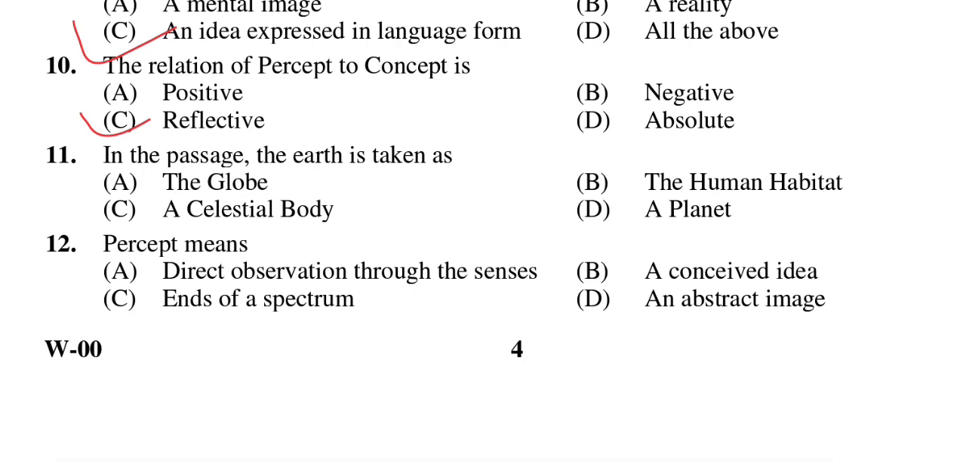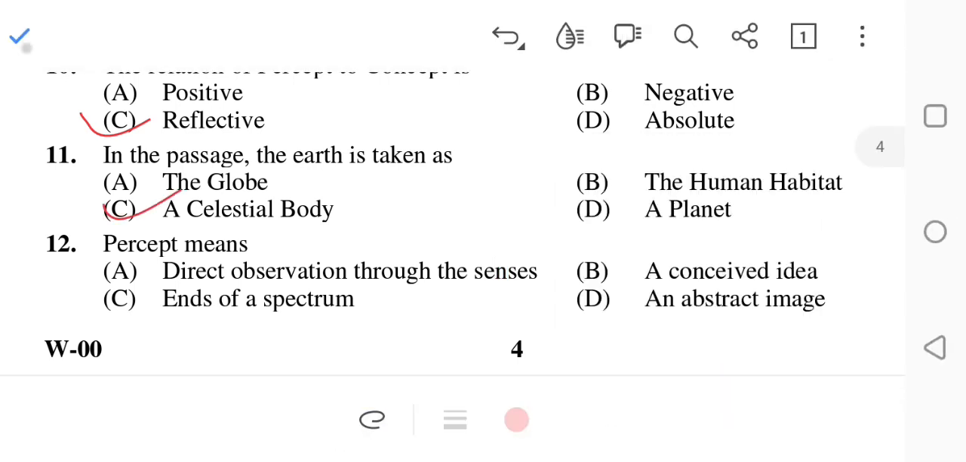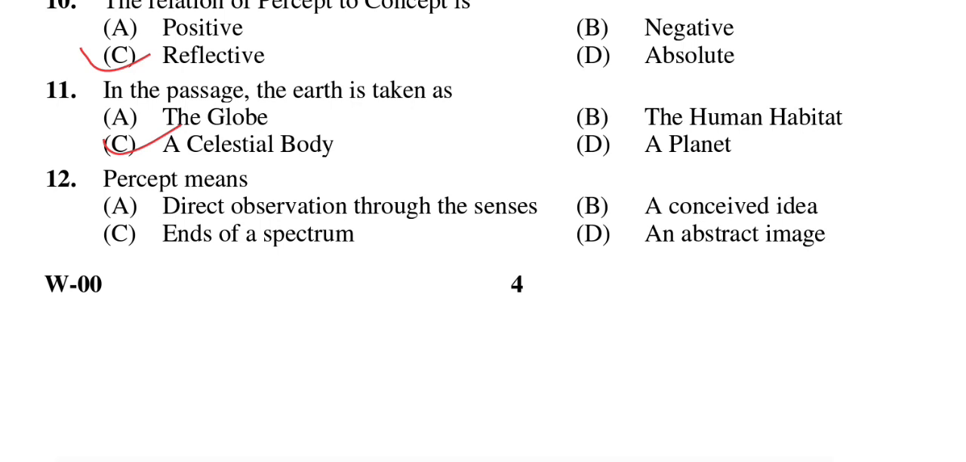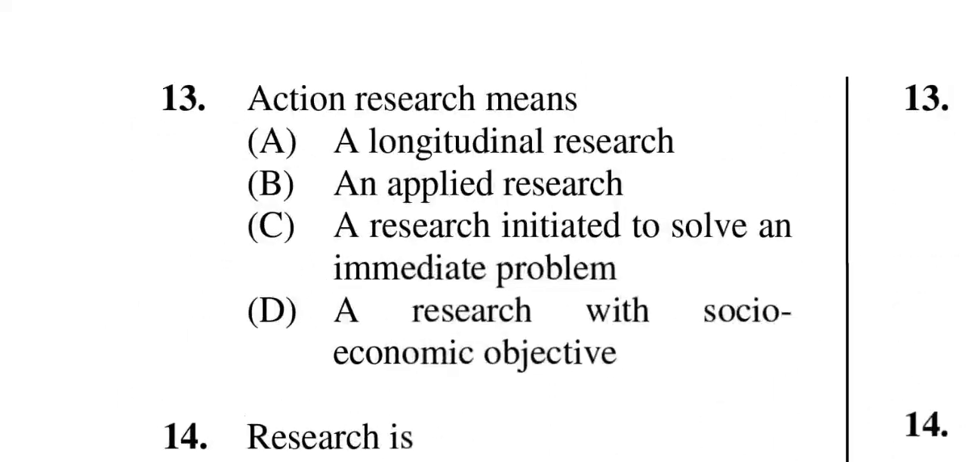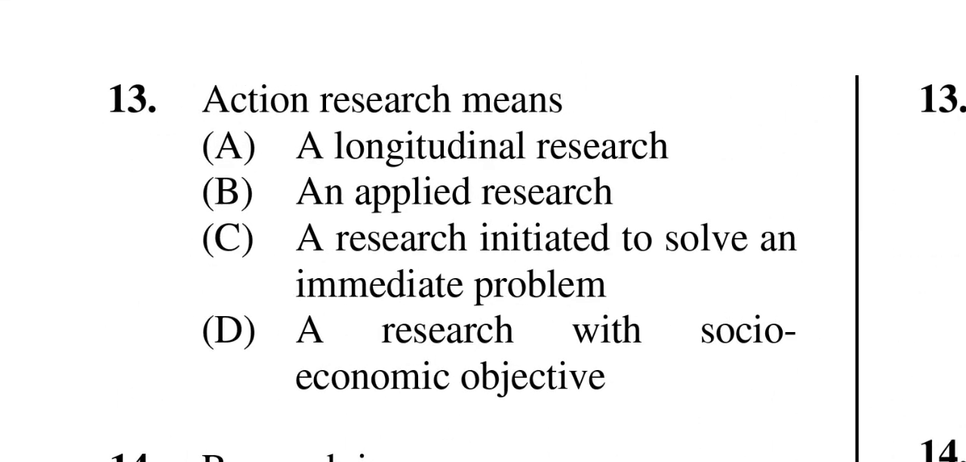Number 11, in the passage, the earth is taken as what? The globe, the human habitat, a celestial body, or a planet. So the correct answer will be C, a celestial body. Okay, done. Then number 12, percept means what? Direct observation through the senses, a conceived idea, ends of a spectrum, or an abstract image. The correct answer of percept means B, a conceived idea. Let me mark it. Okay, now we will move on. Number 13 is asking us, action research means what? This question is often repeated.